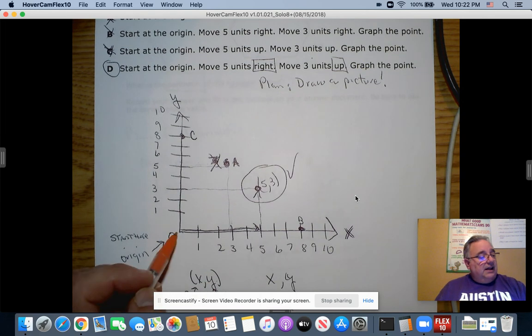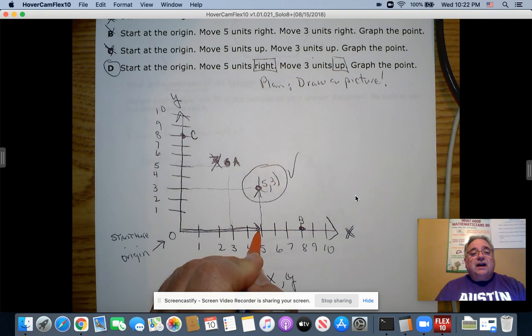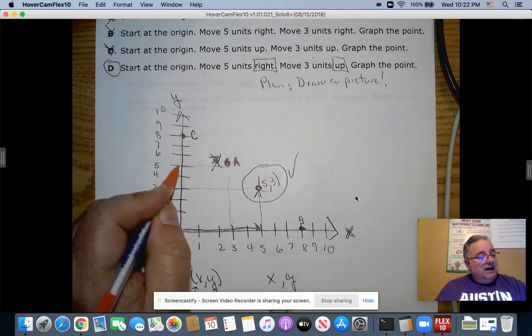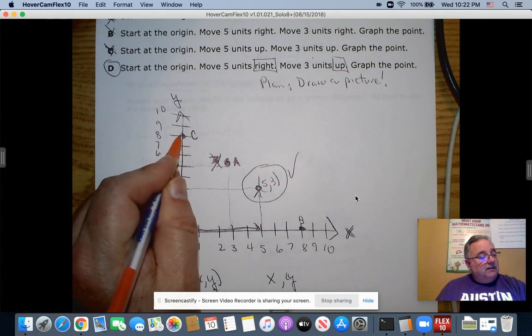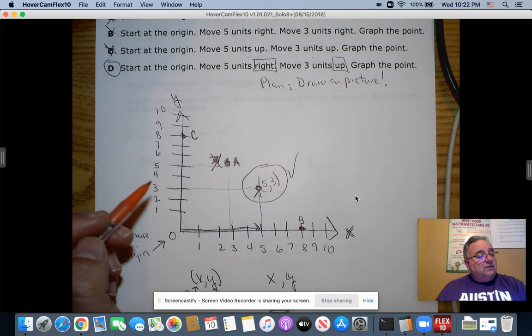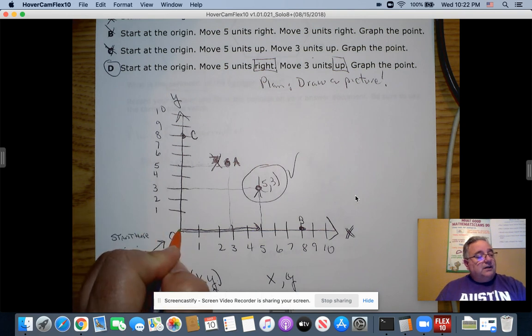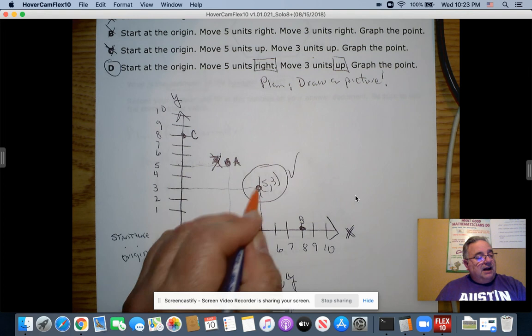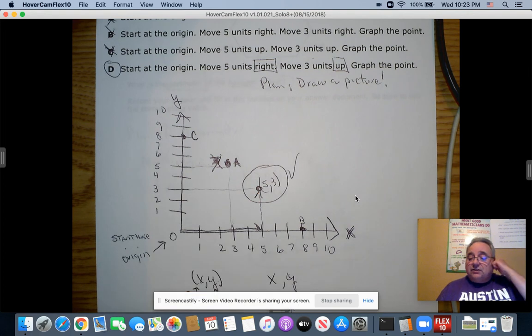Next one, he started at the origin, moved over 5 to the right, and then moved another 3 to the right. So that meant that X is going to be 8 and Y is going to be 0. So that's not what we're looking for. The next one was moved up 5 and then another 3 units. That's going to be (0, 8). So none of those are correct. So hopefully the last one's correct. We moved over 5 spaces, then up 3. That gives me (5, 3). That is the correct answer.